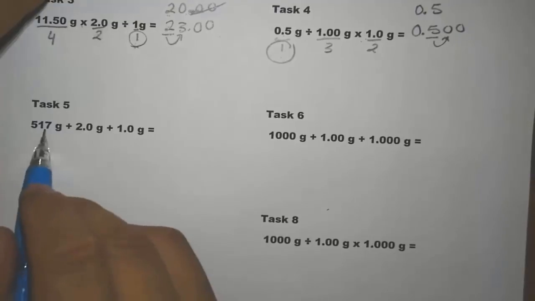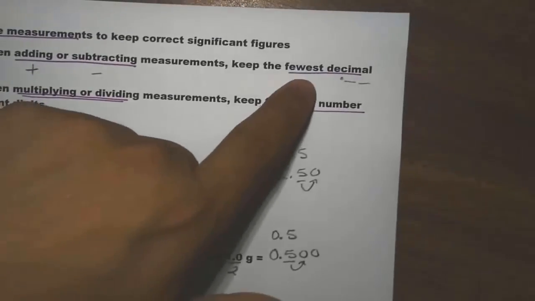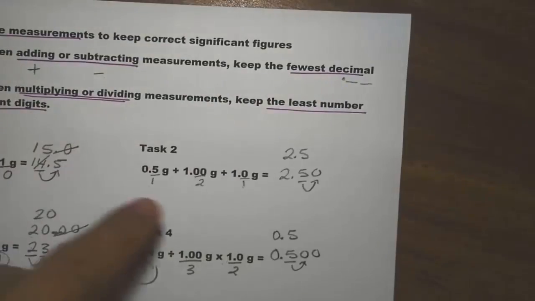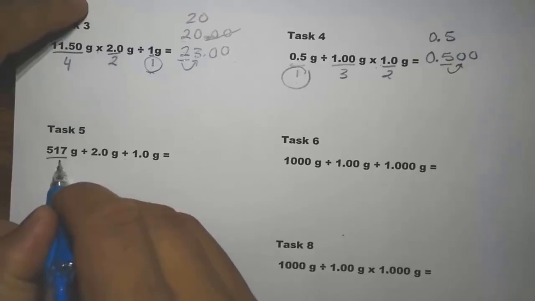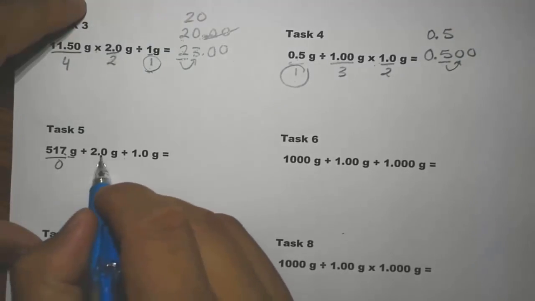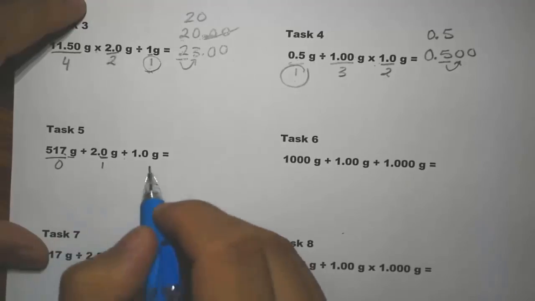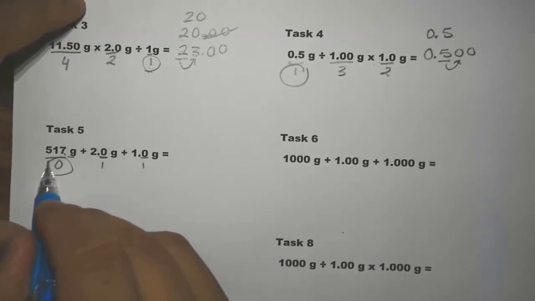Here I have adding, okay. So when we add, we keep the fewest decimal places. We don't care about sig fig. So what we have here is, this one has 0 decimal places, because the decimal place is right there. And this one has 1 decimal place, and this one also has 1 decimal place. So our answer must have 0 decimal places.